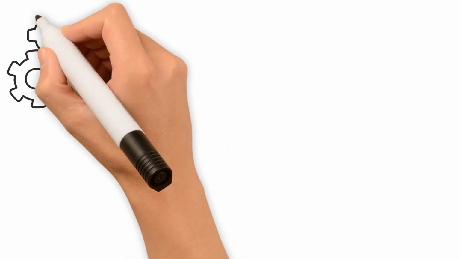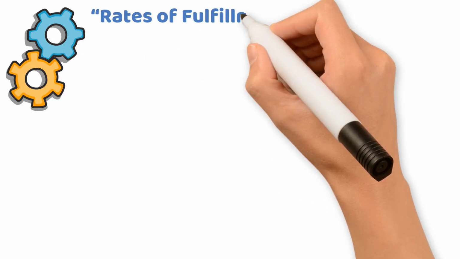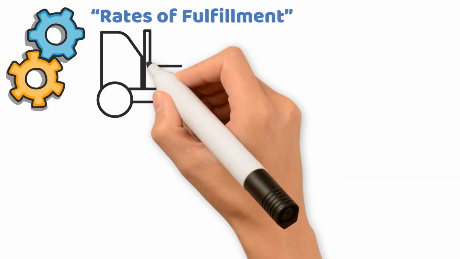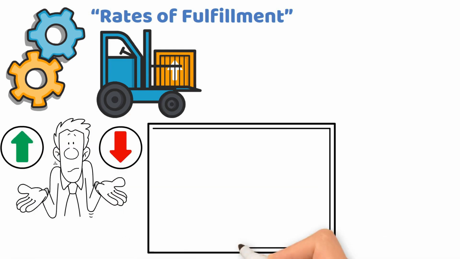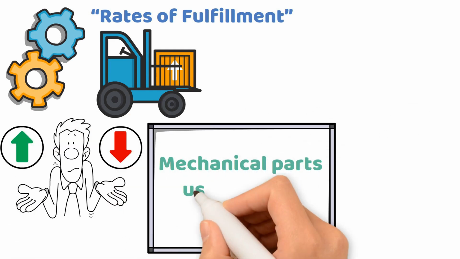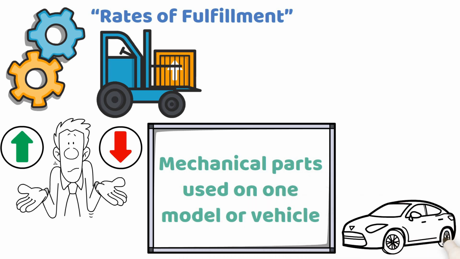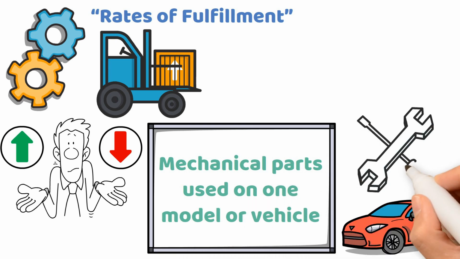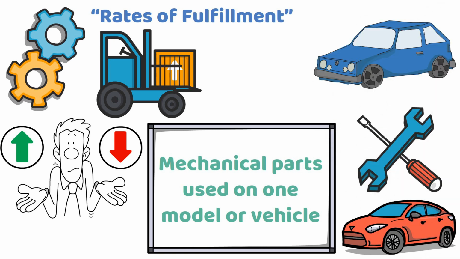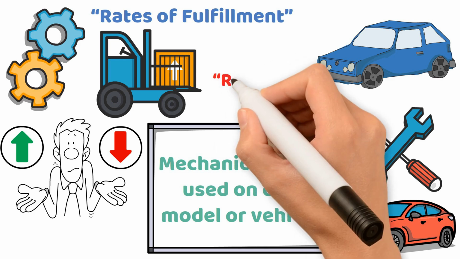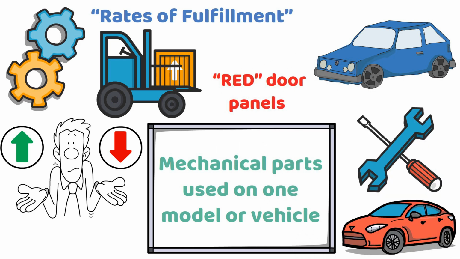These parts in turn can come from sources, each with different rates of fulfillment or time necessary to receive a shipment. Also, sometimes parts are common to different finished goods. For example, the mechanical parts used on one model or vehicle might be the same as those on another. However, the body parts will be different styles, and each style will have different colors. The mechanical parts are used more frequently than red door panels, for example. We call this the velocity.